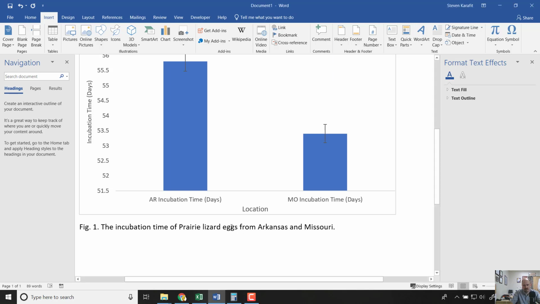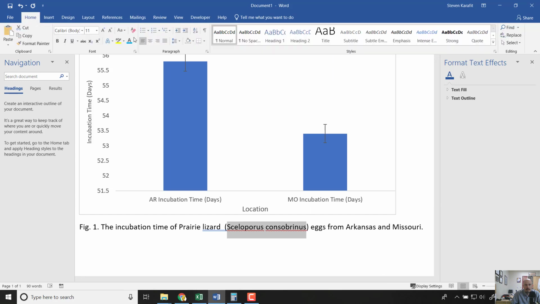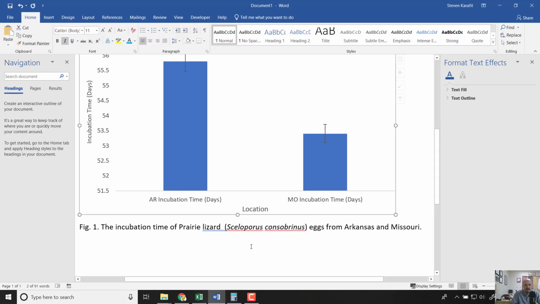One thing I should probably do to make this better is to put the scientific name of the species here. I think that's right. And I need to italicize that. Remember, whenever you write scientific names, the genus is capitalized and the specific epithet, the second part, is lowercase, okay? And it must be italicized. If you write it by hand, you underline it.